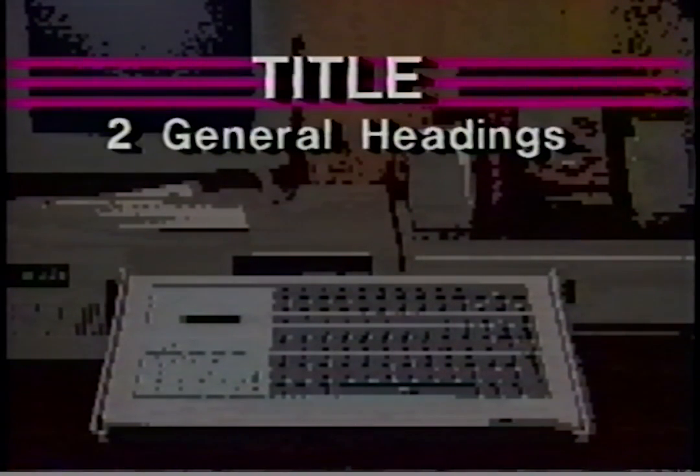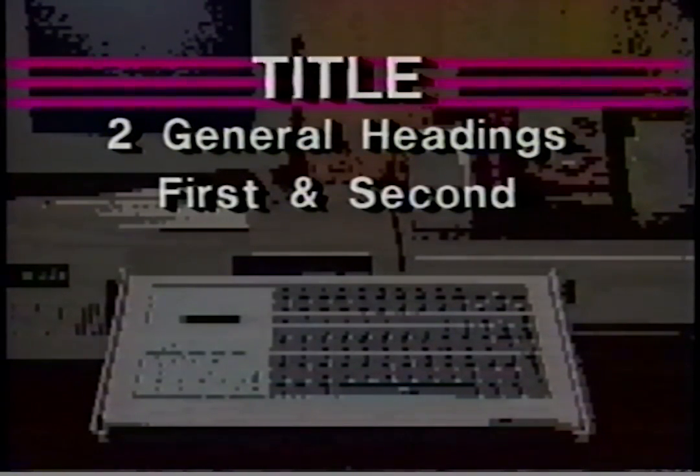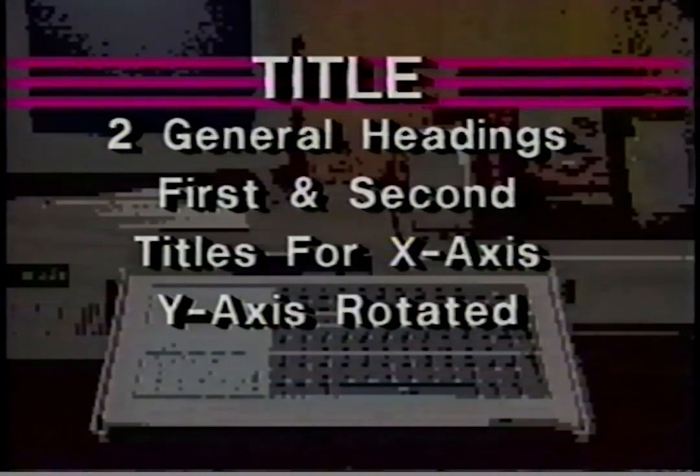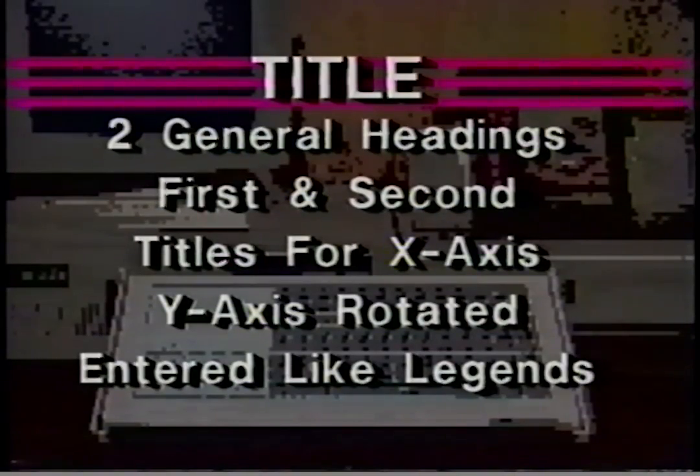Next, let's look at the titles option. These titles include two general headings that are automatically centered and placed above the graph. These titles are defined with first and second options. There are also titles for the x-axis, which is placed centered and above the x-axis legends. And the y-axis title is rotated 90 degrees so that it reads up the left side of the graph. The titles are entered the same way as legends.